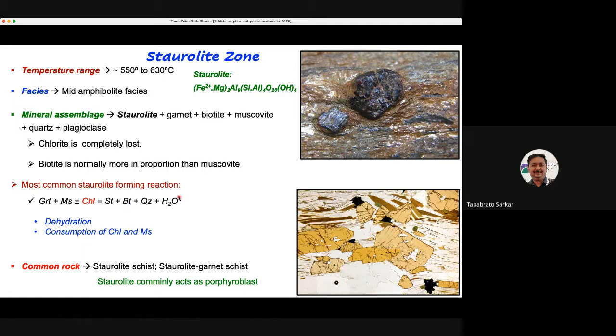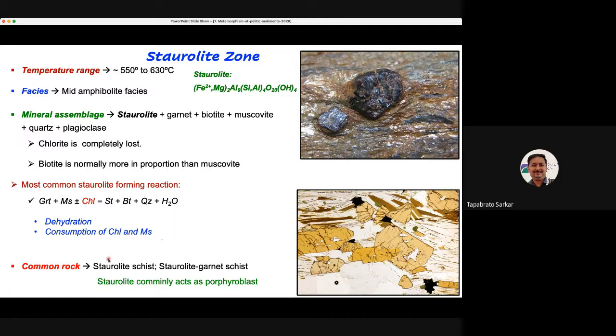And again, what is important is that muscovite is lost, which means that there is a lot of dehydration. Although staurolite is also a hydrous mineral, the rock is becoming more and more dry or dehydrated, with less amount of hydrous minerals. So the dominant features to remember in this reaction are a strong dehydration and the consumption of chlorite and muscovite. Chlorite is completely gone normally, muscovite is consumed in the staurolite zone, and biotite becomes the most dominant schistose mineral at this stage.